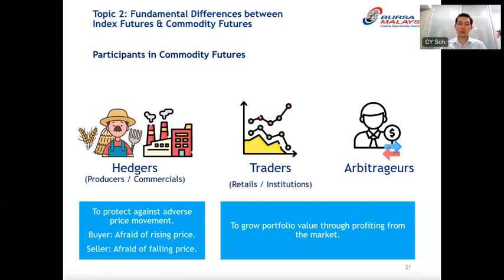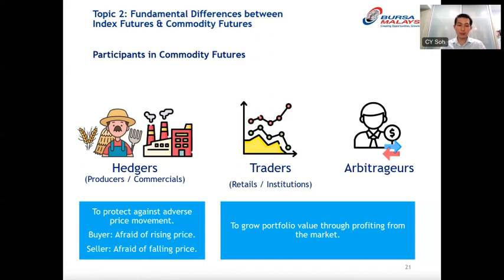Hedgers are those who produce commodities or even they consume and buy commodity. Their primary objective in using the commodity futures is to protect their inventory value, their purchasing cost, or even their selling price for the physical commodity.